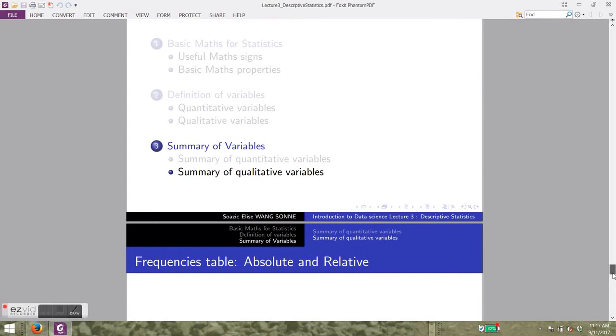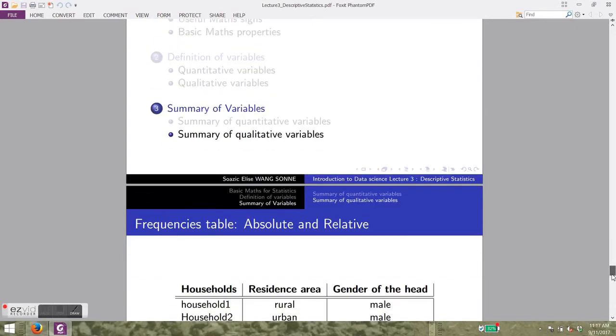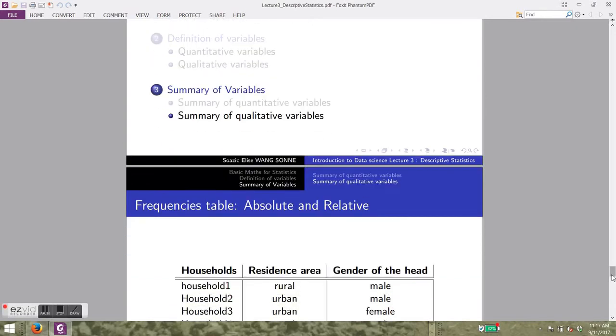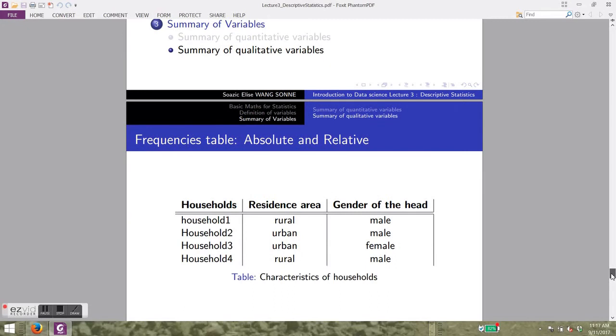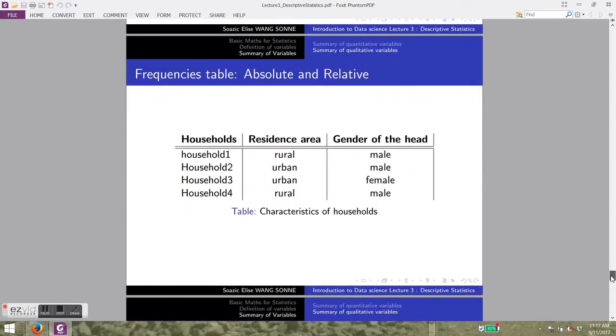Now that we've seen how to summarize quantitative variables, we will see how to summarize qualitative variables. You have two types of statistics that you can compute to summarize qualitative variables: frequency, absolute frequency, and relative frequency. So let's take, for instance, the variables residence area and the gender of the head of the household.